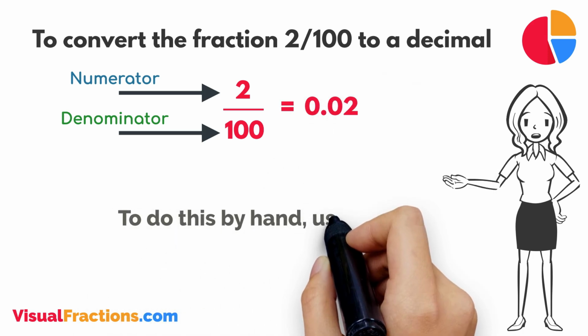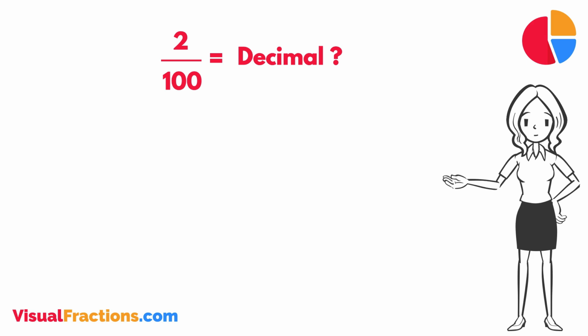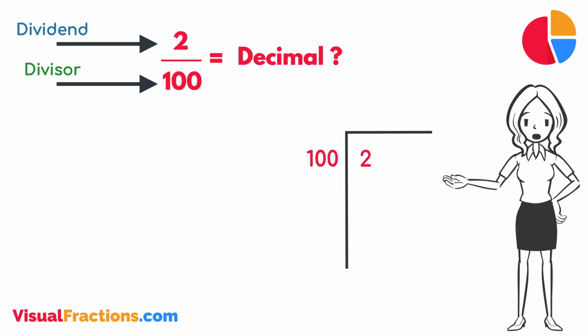To do this by hand using long division, we start by writing 2 as the dividend and 100 as the divisor. Since 100 doesn't fit into 2, we add a decimal point in our answer and append 2 zeros to 2, making it 200. How many times does 100 go into 200? Exactly twice. We write 2 after the decimal point in the quotient, making it 0.02.